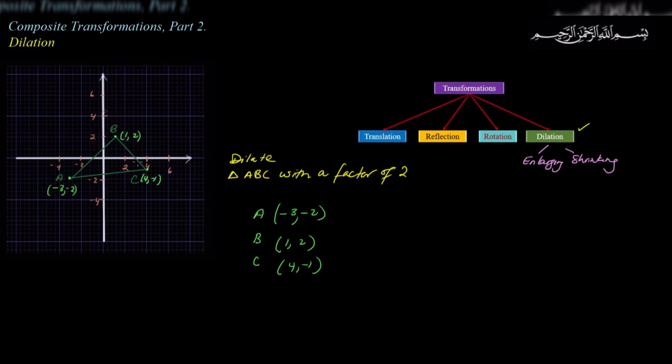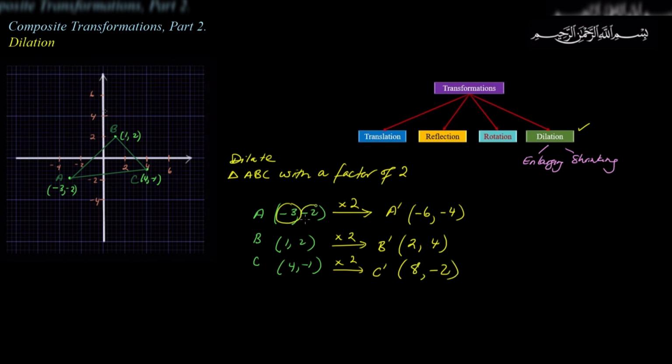Now notice here each little box represents two units. So if we were to dilate each one of these by a factor of 2, you basically multiply each ordered pair by the factor of 2 like this. So that's easy enough. When you do that, you get this. A becomes A prime. So -3 times 2 is -6. -2 times 2 becomes -4. So it's easy peasy. You multiply each ordered pair by the factor. So B prime becomes 2 and 4, and C prime will become 8 and -2.